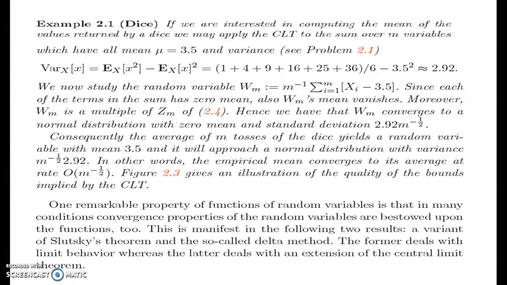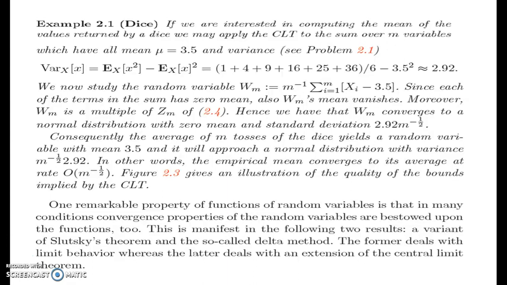Consequently, the average of m tosses of the dice yields a random variable with mean 3.5, and it will approach a normal distribution with variance m to the power of minus 1 times 2.92. In other words, the empirical mean converges to its average at a rate of O(m to the power of minus 1/2). Figure 2.3 gives an illustration of the quality of bounds implied by the CLT.